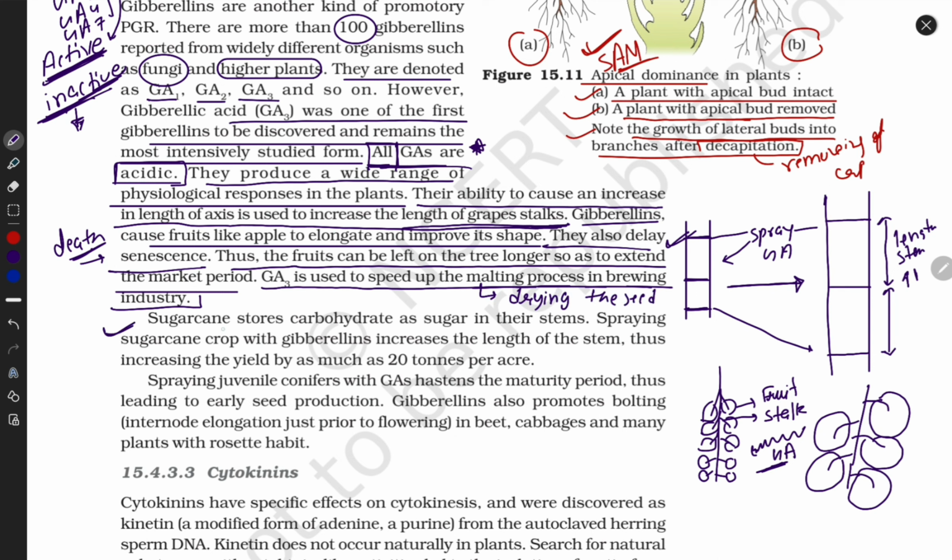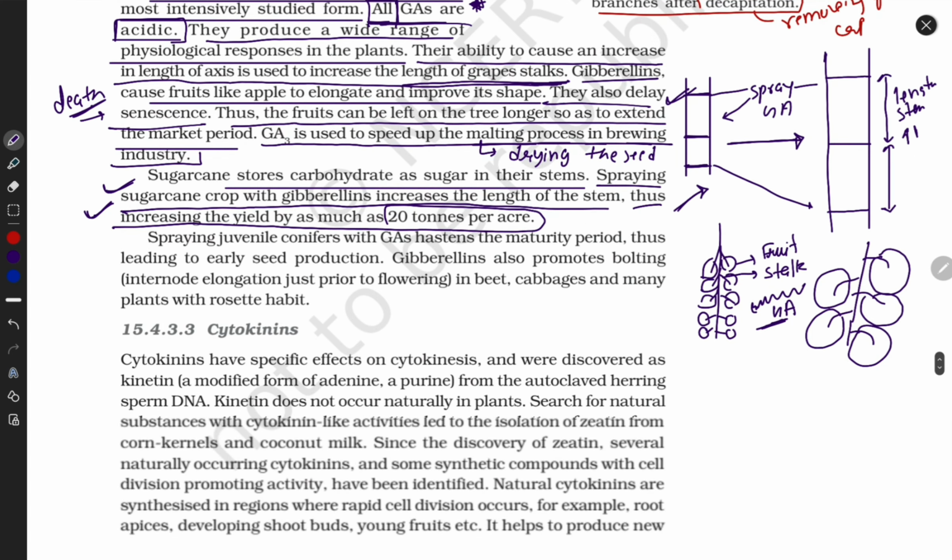Now, sugarcane stores carbohydrate as sugar in its stem. Spraying a sugarcane crop with gibberellic acid increases the length of the stem, and so increases the length of the sugar-storing part. Intensely we use gibberellic acid, not any kind of fungal infection, guys. Thus it increases the yield by as much as 20 tons per crop. So farmers use it in their agriculture.